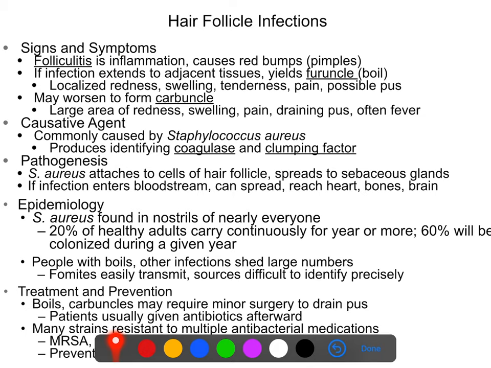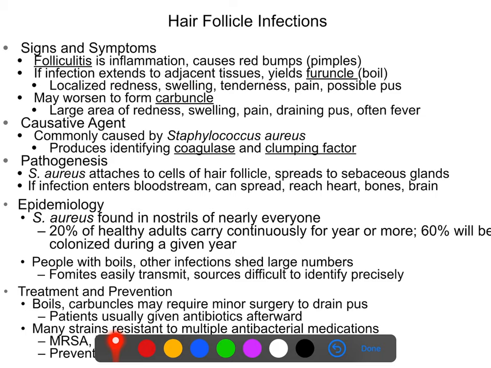The pimples can further develop into what's called a furuncle or boil, which is going to be a large, prominent, pimple-looking thing. Redness, swelling, tenderness, pain, possible pus inside. The big problem with boils is if they burst, then the Staph aureus will almost certainly infect the wound that results.